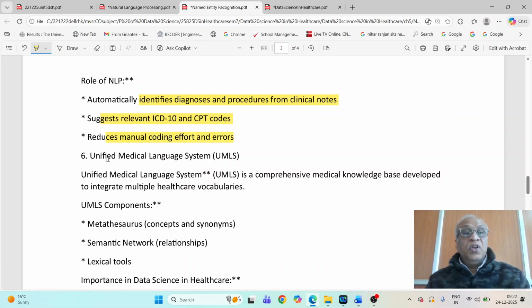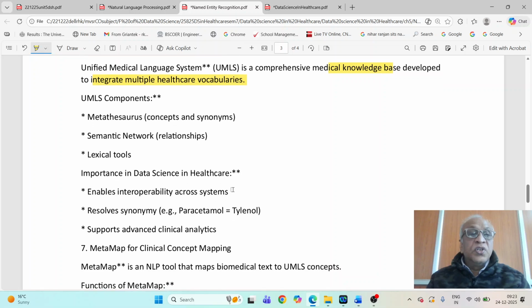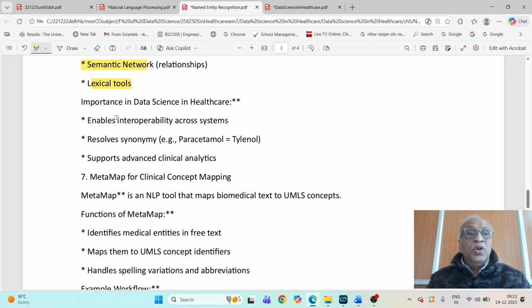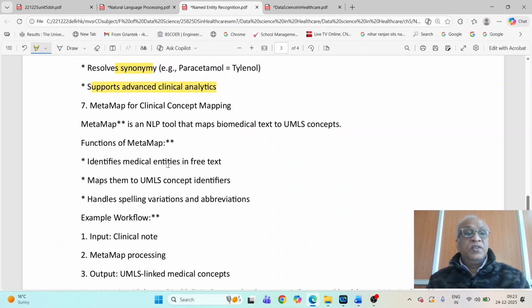Coming to UMLS, it stands for Unified Medical Language System. It's a medical knowledge base. It is used to integrate multiple healthcare vocabularies. What are the components? You have the Metathesaurus, you have the semantic network, you have lexical tools. So it achieves interoperability, resolves synonymy, supports advanced clinical analytics.